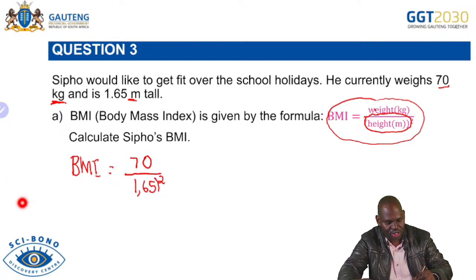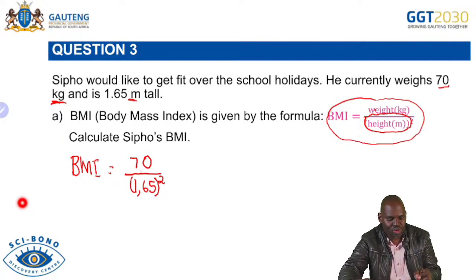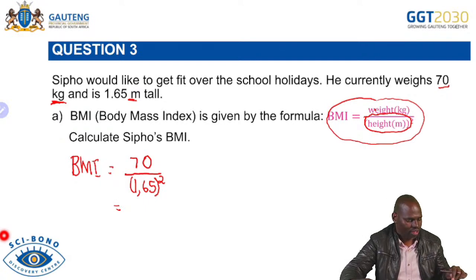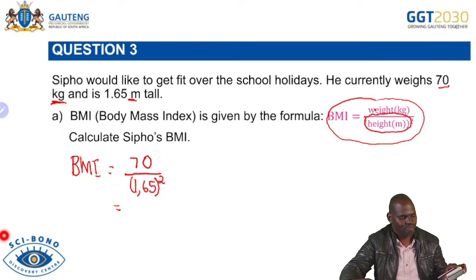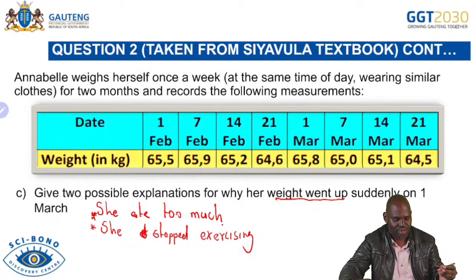Okay, you can still put it in brackets if you want to, it's fine, but in the end the answer will be the same. 70 divided by 1.65 squared. Remember, the square is only for the height, not for the weight and the height. Then after the substitution, you can use your calculator. It's 70 divided by 1.65 squared. Then I get 25.7.